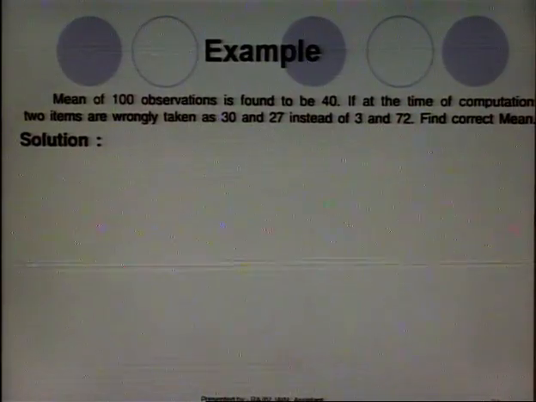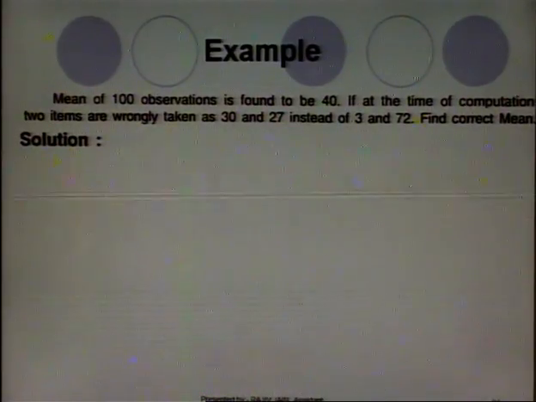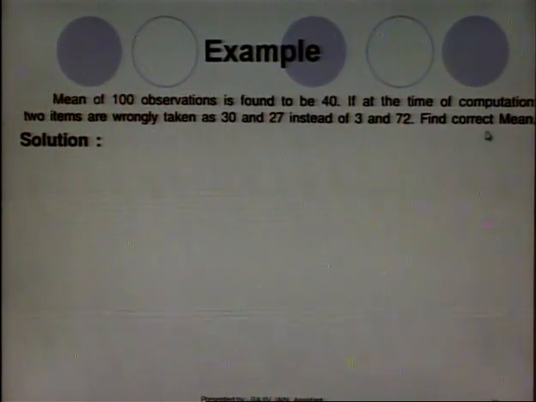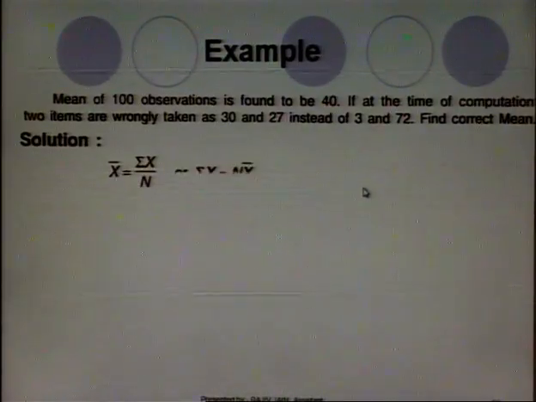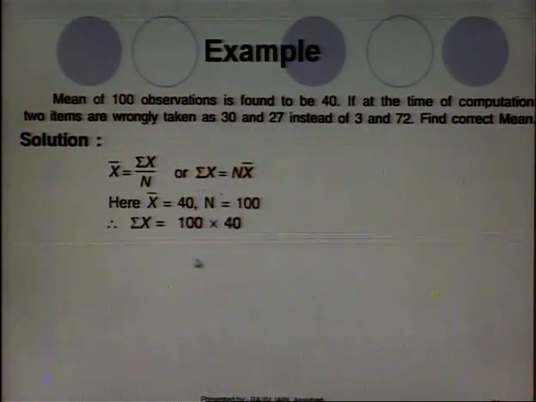There is one more example. The mean of 100 observations is found to be 40. If at the time of the computation 2 items were wrongly taken as 30 and 27 instead of 3 and 72, find the corrected mean. Now there are 2 items, whereas in the previous question there was a single item. Same formula, x bar is equal to summation x divided by n, or summation x equals n into x bar. What is n here? 100. What is x bar here? 40. So summation x will be 100 times 40, which is 4000.